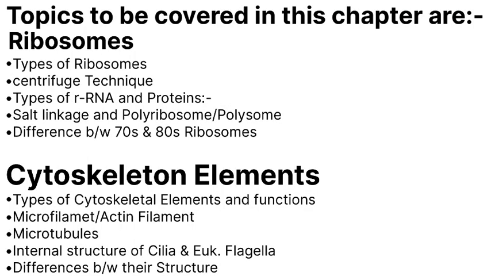Hey learners, welcome and welcome back to part 5 of Chapter 8, Cell: The Unit of Life. Topics to be covered in this chapter are ribosomes, cytoskeleton elements and their types, and at the end, if possible, we'll also try to cover the nucleus. So let's begin the chapter.